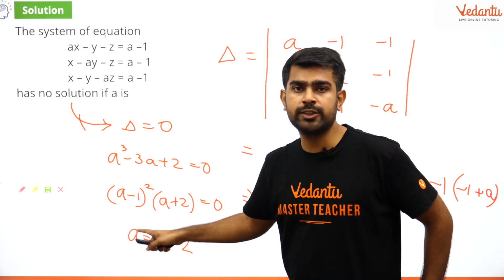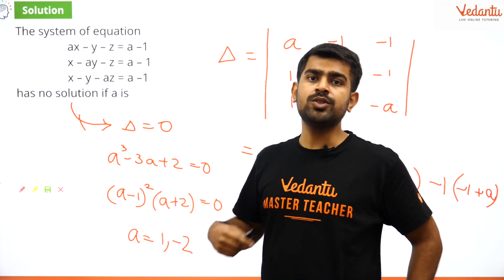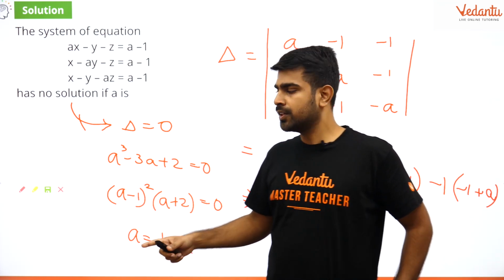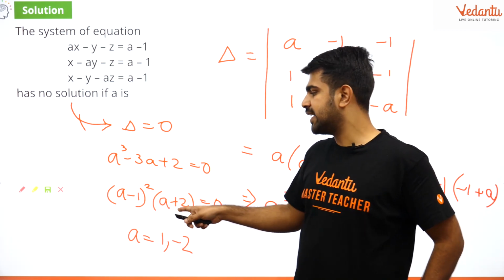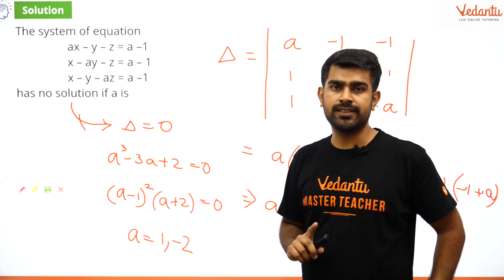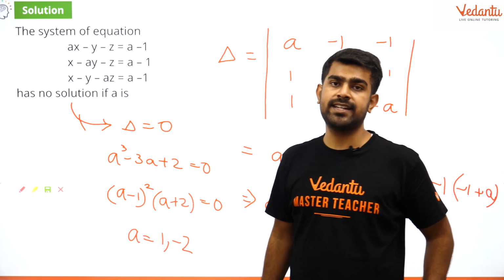Therefore, A minus 1 is going to be a factor of this. And after I know A minus 1 is a factor, I can use something called synthetic division to get the remaining factor. And you can get the other roots as 1 and minus 2 again. So that is how I got the roots to be 1 and minus 2.